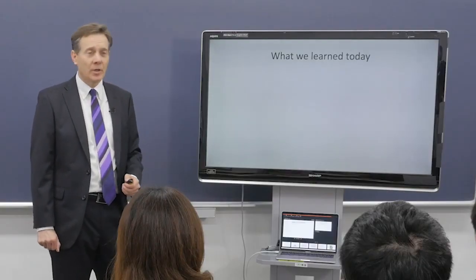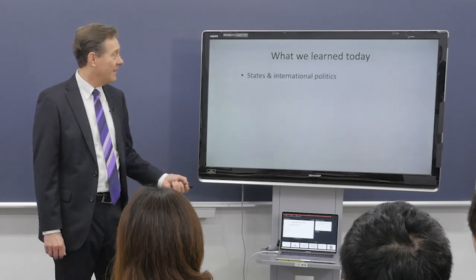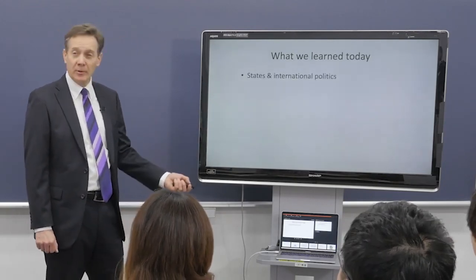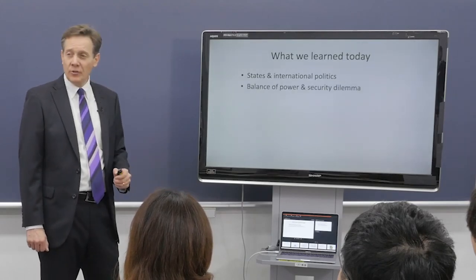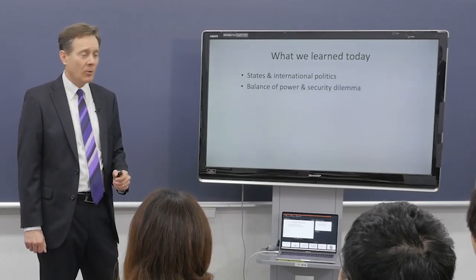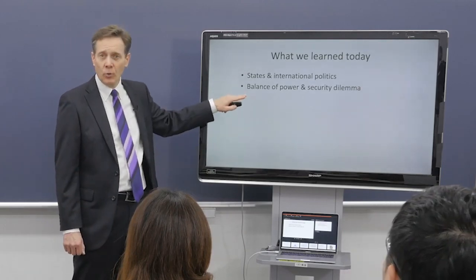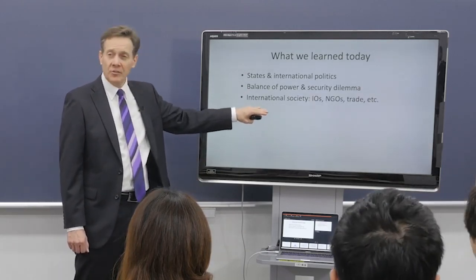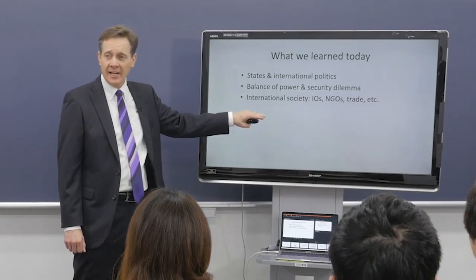Well, let's conclude by reviewing what we've learned today. We've learned the difference between state and international politics. We learned what states are. We've understood something about the balance of power and the security dilemma. These are results of a world of anarchy. We've learned that there's also something we can call international society.